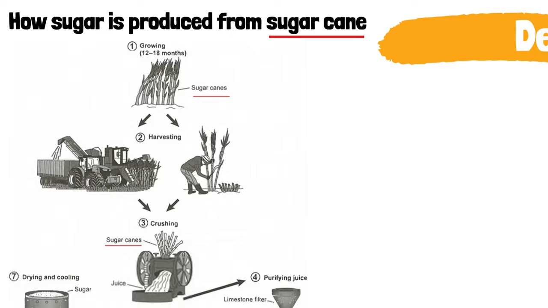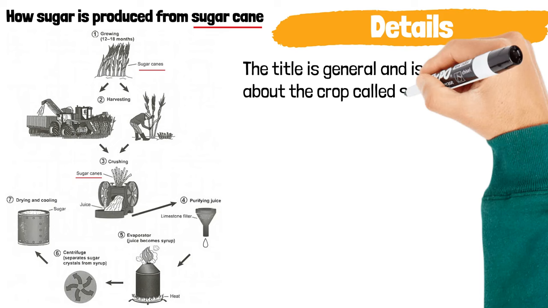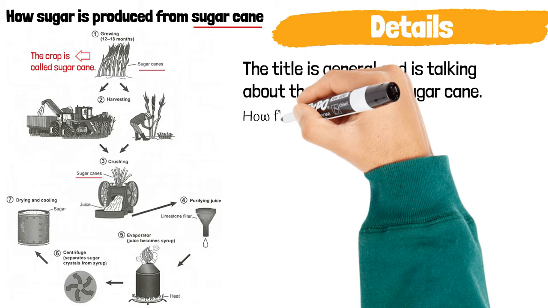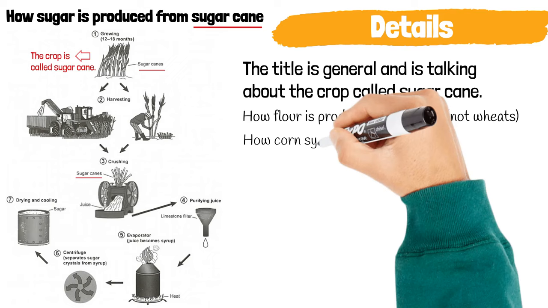This is because the title is general and is talking about the crop called sugar cane. So the crop is called sugar cane. That's why it's not plural. The same is true for any crop. For example, we say how flour is produced from wheat, not wheats. How corn syrup is produced from corn, not corns.